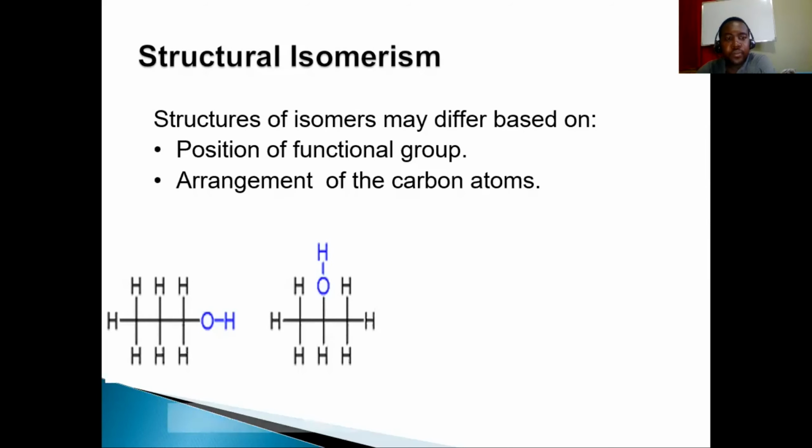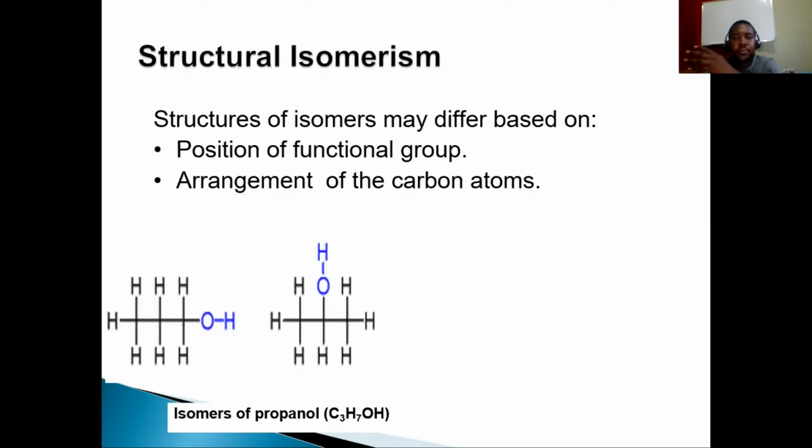So let's look at this one here. We see that we have the functional group OH, which is an alcohol, right? At each crossing, there's a carbon there. So we have 3 carbons, right? So in both cases, we have 3 carbons. In both cases, we have the same amount of hydrogen and an OH. So that means we have the same formula.